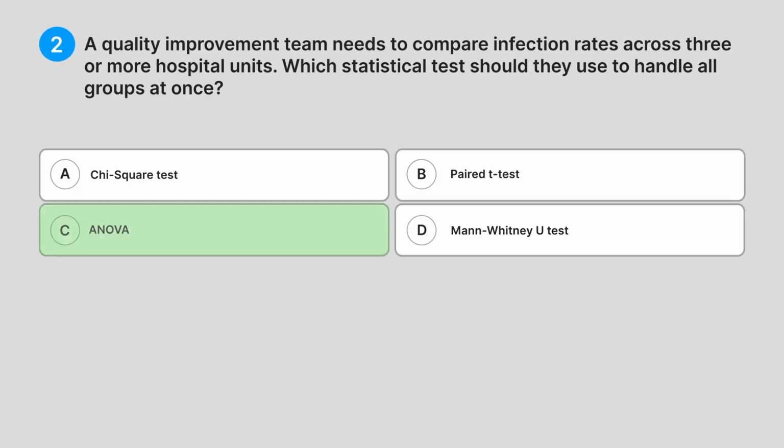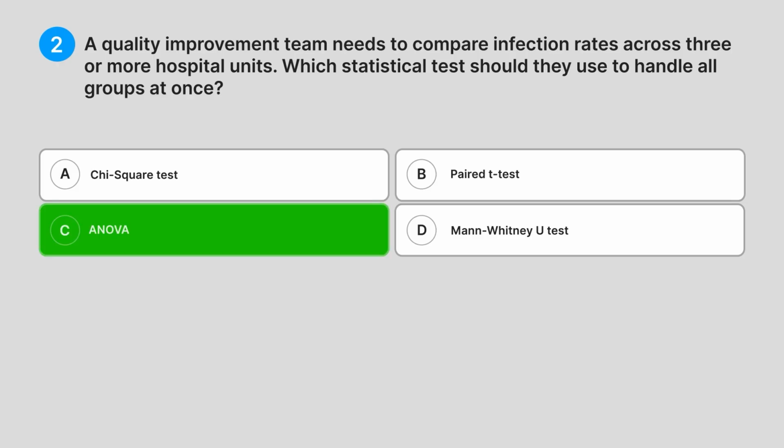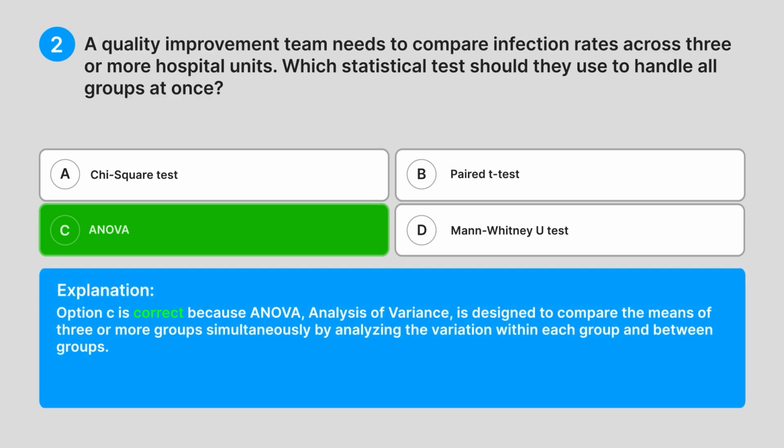Correct answer, C. ANOVA. Explanation: option C is correct because ANOVA, analysis of variance, is designed to compare the means of 3 or more groups simultaneously by analysing the variation within each group and between groups.